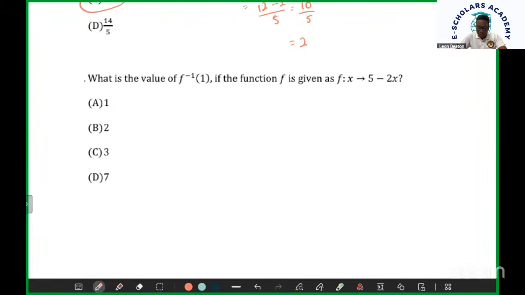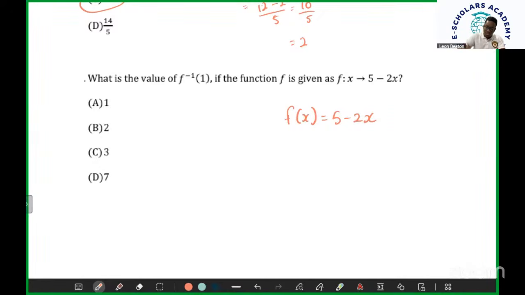Find the value of f inverse of 1 if the function f is given as f of x equals 5 minus 2x. So they want us to find f inverse of 1. We first have to find the inverse function, find f inverse of x, and then we substitute 1 into that function and we get an answer.